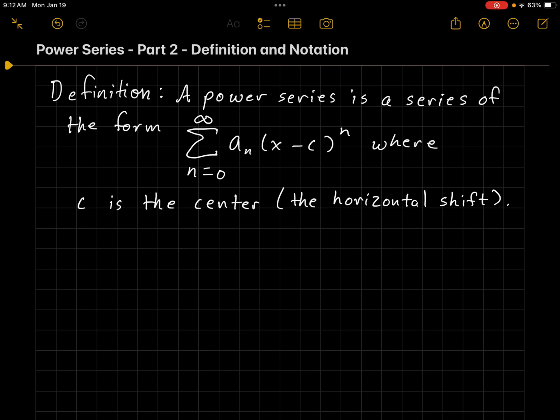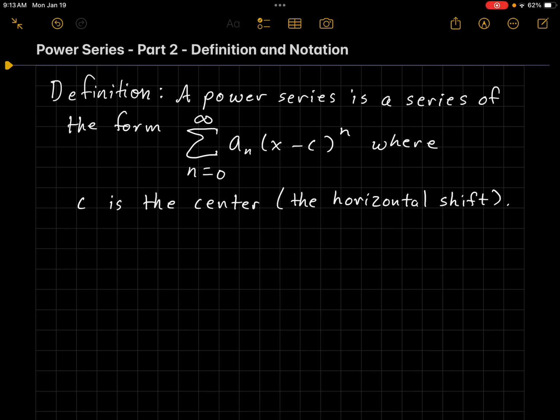Power Series Part 2, Definition and Notation. A power series is a series of the form the sum from n equals 0 to infinity of a sub n times (x minus c) to the n, where c is the center. It's a horizontal shift.